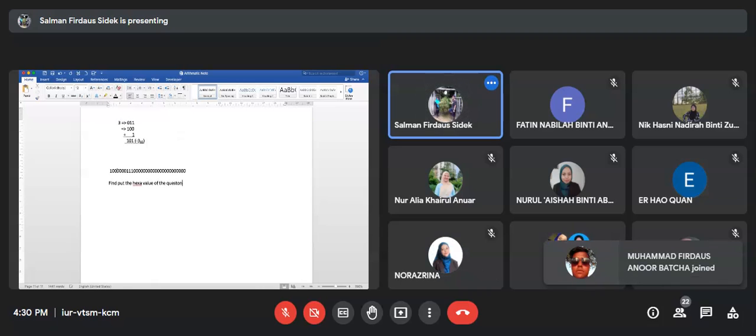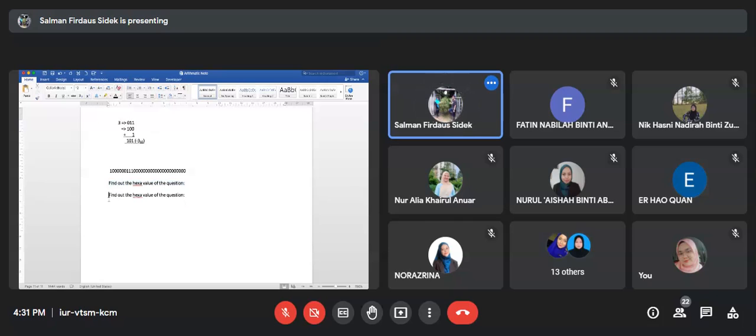And then the second one, find out the decimal value for the question by using the formula.